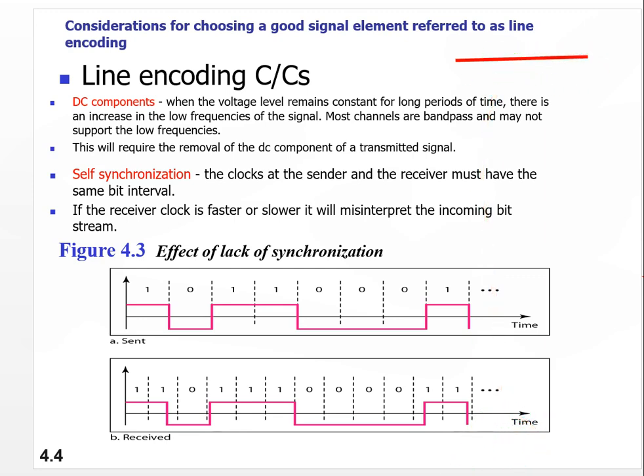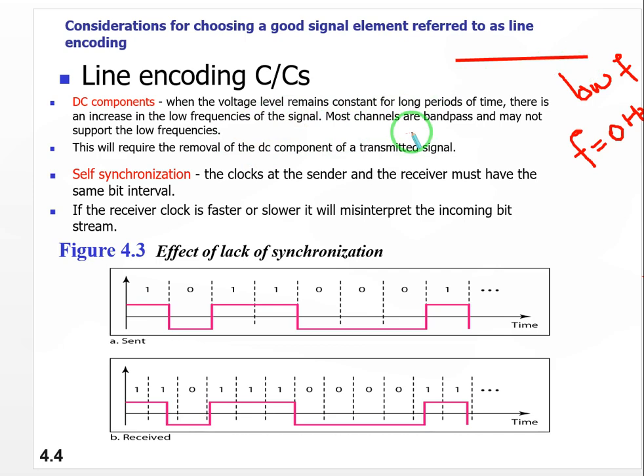And when we have a DC component, the frequency is low. One thing to keep in mind: for a DC, our frequency is always 0 hertz, and hertz is the unit of frequency. The concept behind the DC component is that when the voltage level remains constant for a long period of time, there is an increase in the low frequency. Increase in low frequency means that our frequency, like frequency zero, is there for a long time.